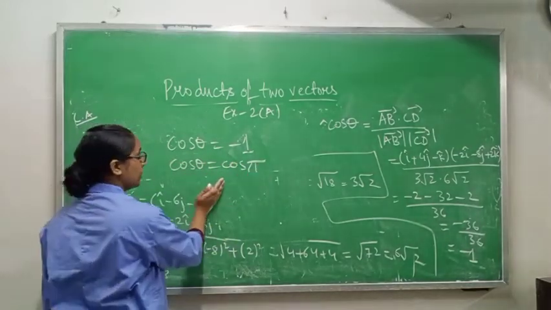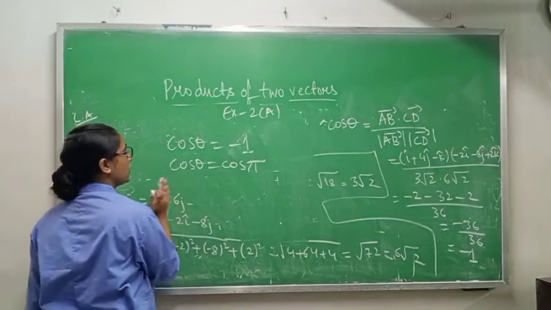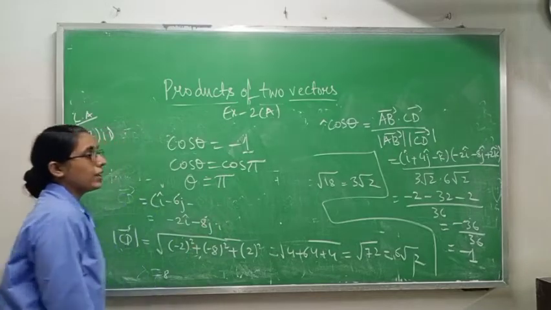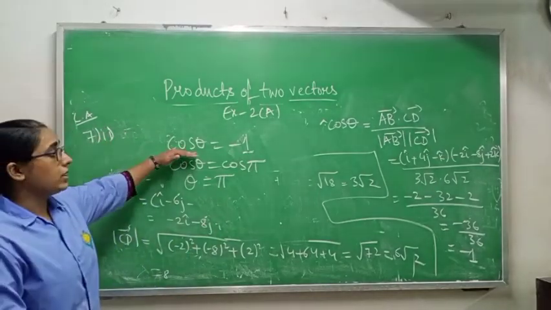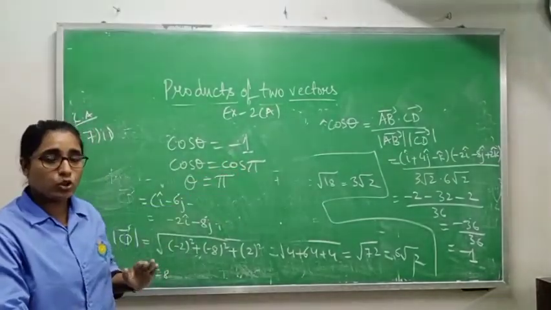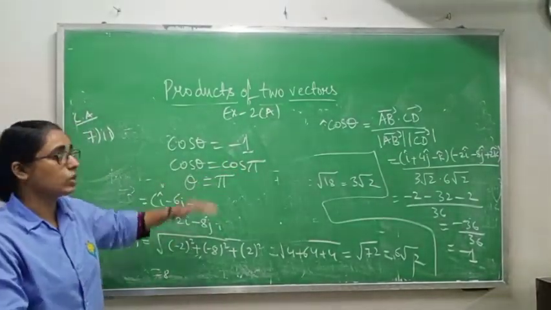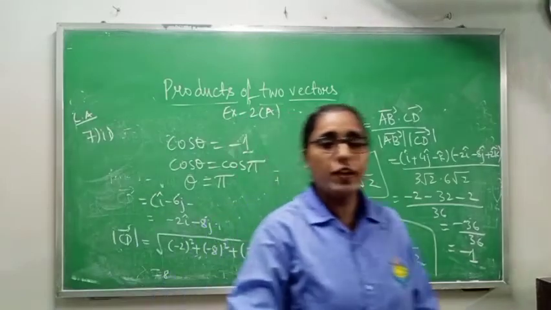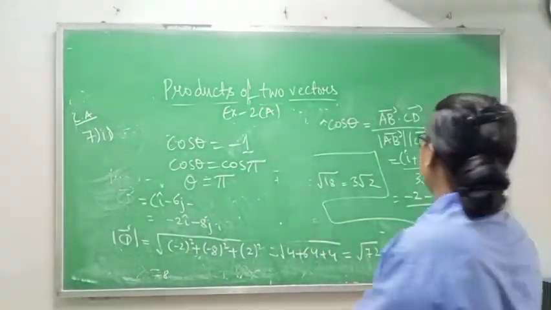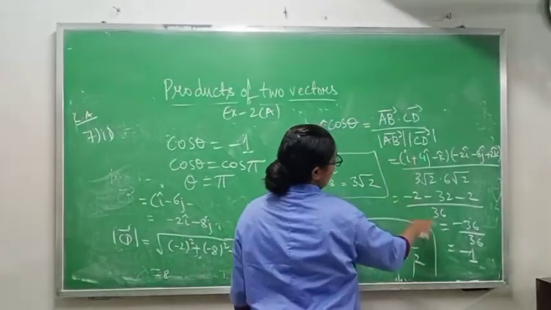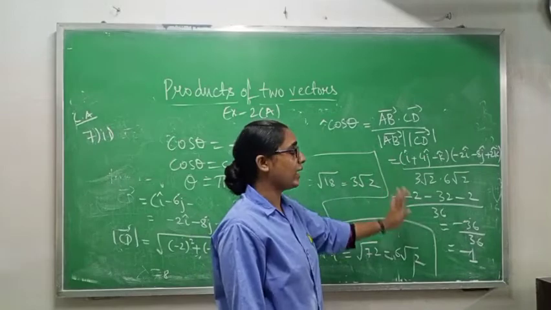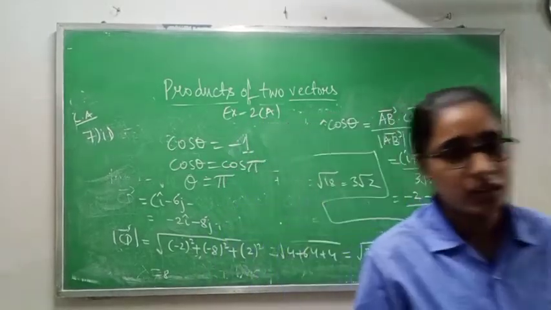If you don't know, when we do the inverse trigonometry chapter, you will understand. It means theta value equals pi. Whenever we have cos theta equals minus 1, it means cos pi. Cos pi means 180 degrees, means theta equals pi. Okay, so first part done. So what we have done: finding AB and CD, then finding cos theta by putting all this, and I am getting minus 1. You know how to solve this one, that is why I am not explaining this part.